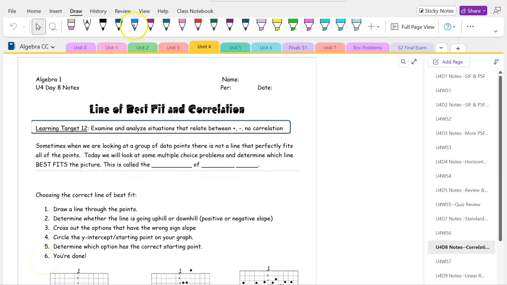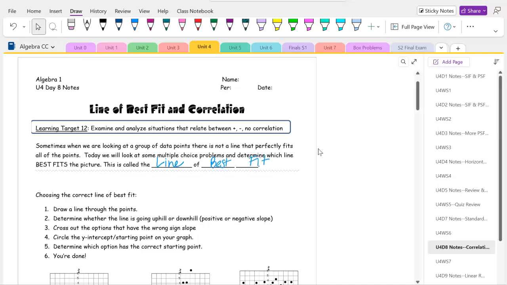Hello, Algebra 1. Today we are talking about line of best fit and correlation. Sometimes when we're looking at a group of data points, there's not a line that perfectly fits all of the points. This happens a lot in real life situations. So today we're going to look at a bunch of different problems that determine which line best fits the picture. And this is called the line of best fit.